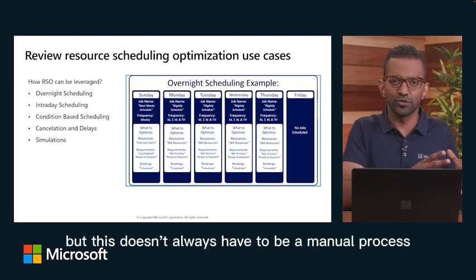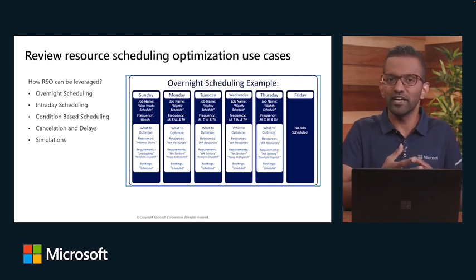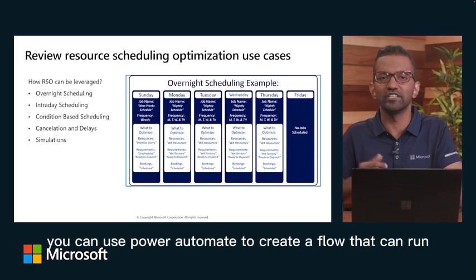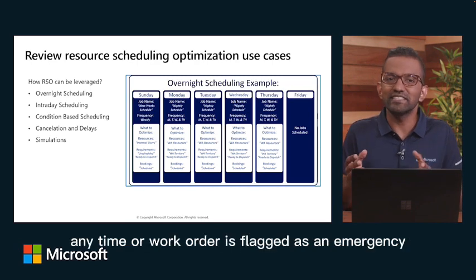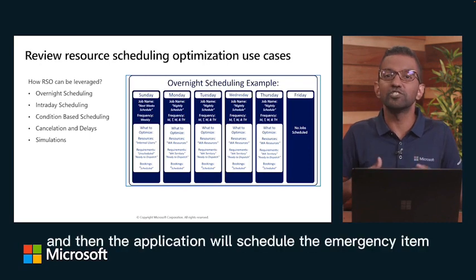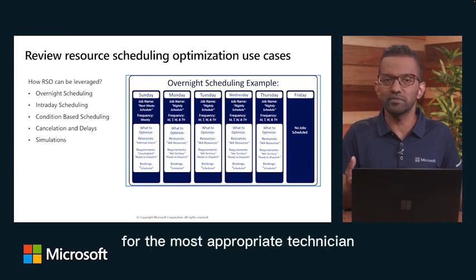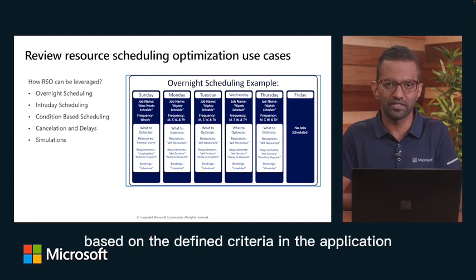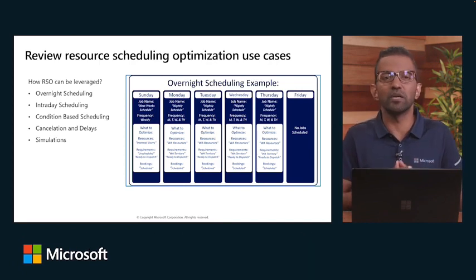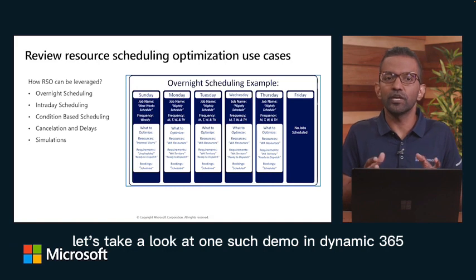But this doesn't always have to be a manual process. You can use Power Automate to create a flow that can run any time a work order is flagged as an emergency. And then the application will schedule the emergency item for the most appropriate technician based on the defined criteria in the application. Let's take a look at one such demo in Dynamics 365.